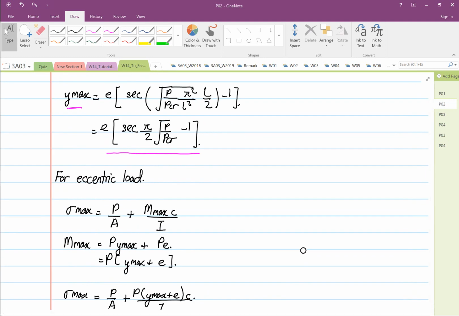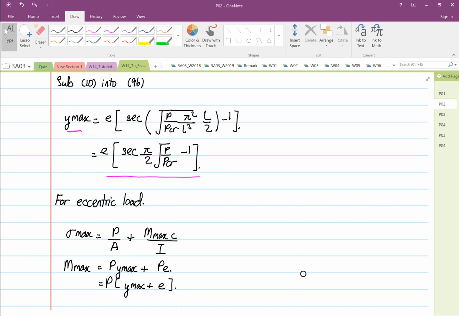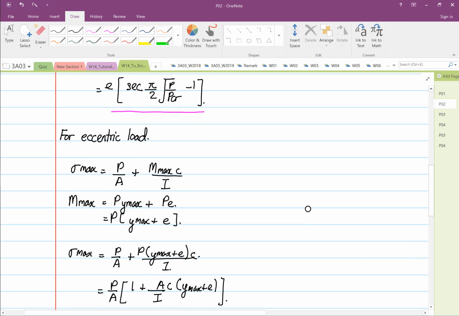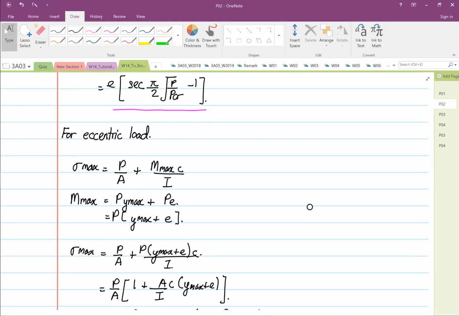Now for the eccentric load, we have found our y max. But most of the time when we design our structure, it's not just looking at y max. So what if its deflection is the maximum? You want to know the stress. You want to know what's the maximum stress. So for eccentric load in bending, you have P over A plus M C over I, where C is the maximum y value, where C is equal to y max.